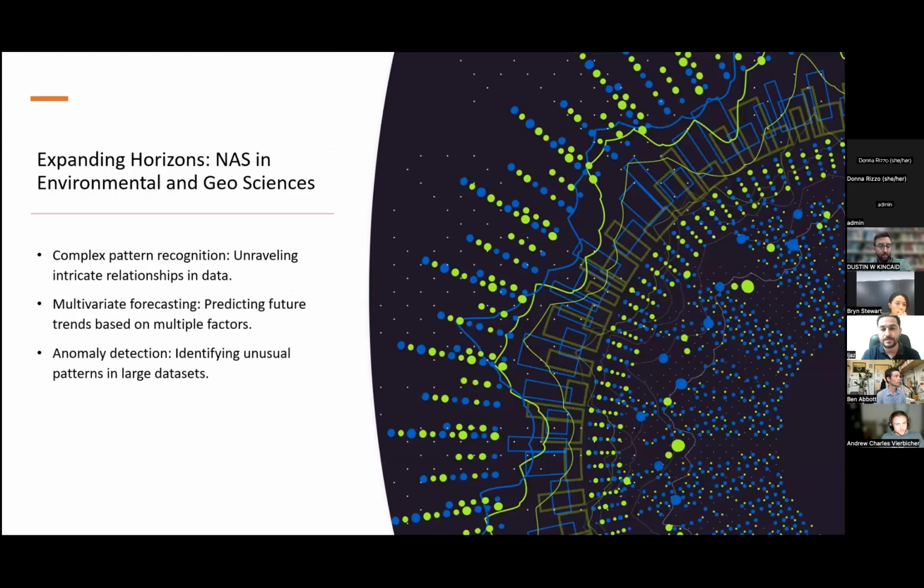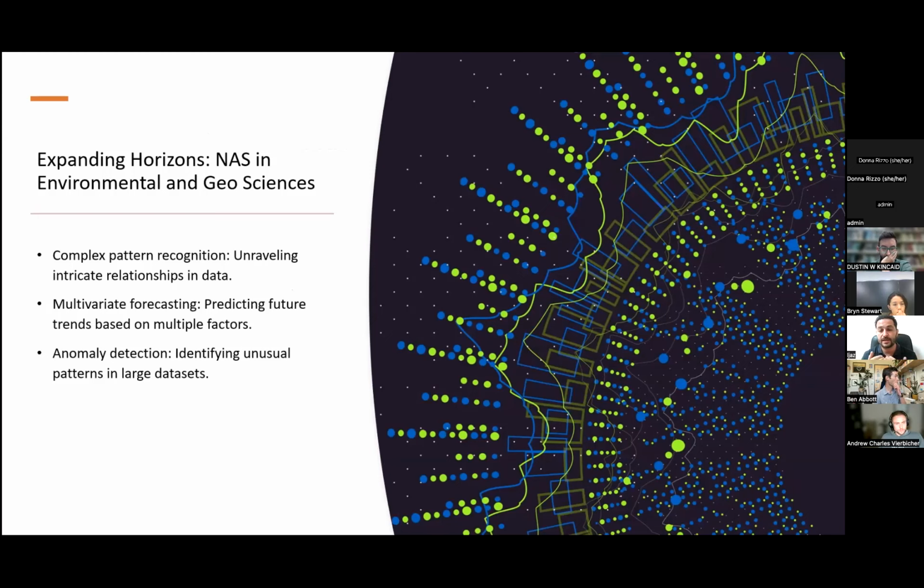So, expanding horizons: NAS in environmental and geosciences. It holds huge potential in environmental and geoscience. It can be our decoder for complex patterns, helping us understand our intricate systems. It could be our crystal ball for multivariate forecasting, learning variable interactions and predicting future trends.